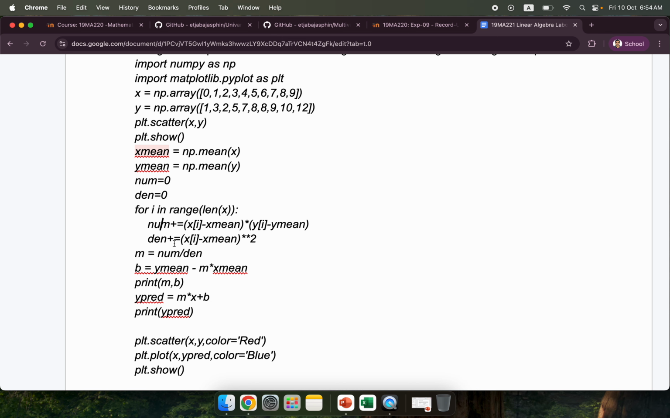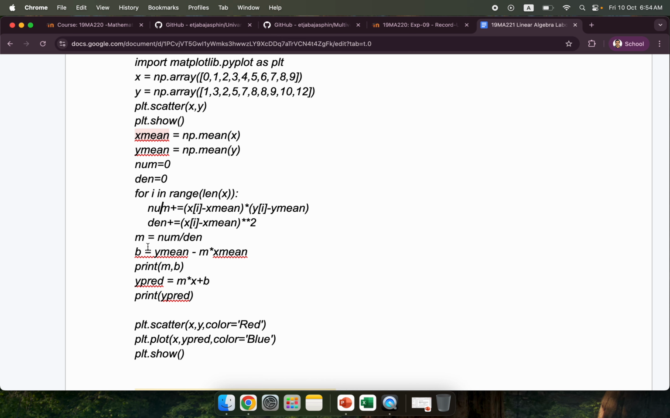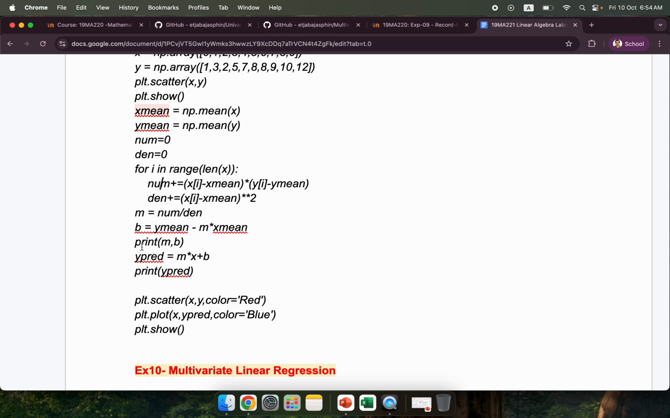So this is given inside a for loop, and afterwards you are going to calculate the m value, which is nothing but the numerator by denominator, this value divided by this value, and the y-intercept is also calculated. And finally you are going to print this slope as well as the y-intercept. Then you are going to write the equation of the straight line, which is y predicted equals m into x plus b. And finally you are plotting the original value as well as the new predicted value.